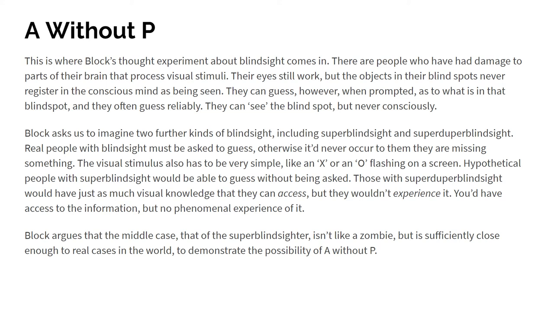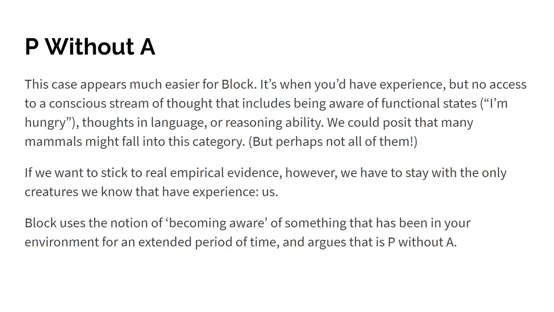And because we're wanting to stick with the real world, the super duper blind sighter isn't much use for us as evidence that you can separate A and P. But this super blind sighter, they say, is more realistic. It's more like what the real world actually offers. And it is some amount of proof that you can separate experience and access to data, information processing sort of consciousness. What about the reverse?